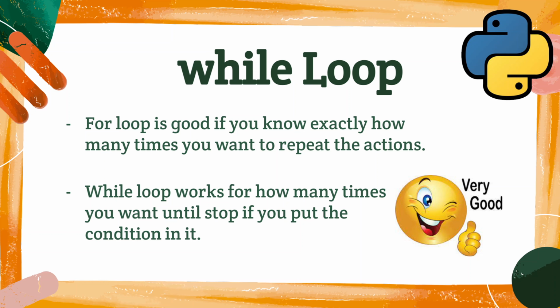While loop is a condition loop. It works for how many times you want until stop if you put the condition in it. While loop works the best for cases in which you only know certain circumstances to stop, such as when it is red light, the while loop should stop.